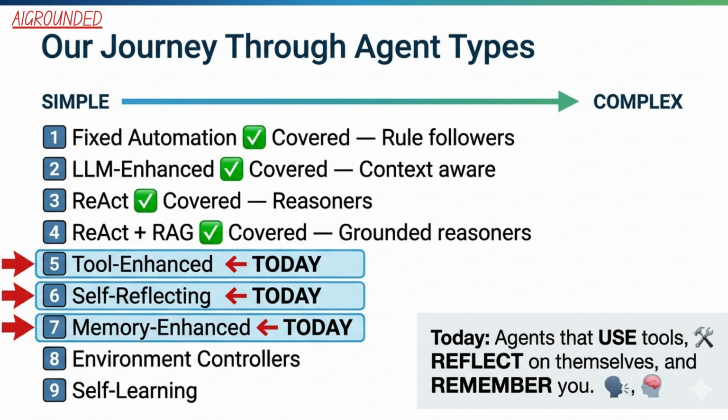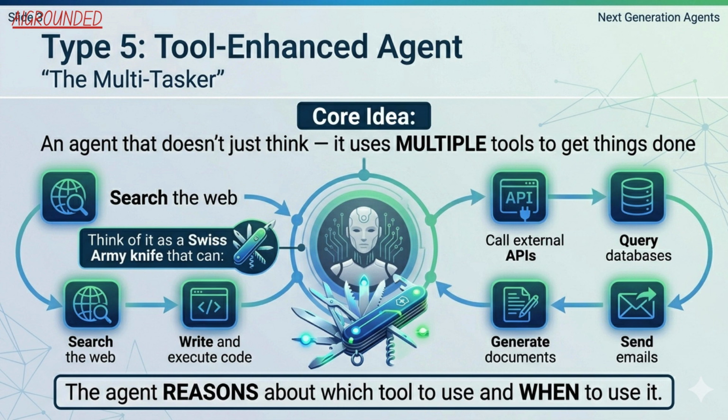Today we are covering three more sophisticated types: tool enhanced agents, self-reflecting agents, and memory enhanced agents. These are where AI agents start to feel genuinely powerful and remarkably human-like. Let's get into it. Meet the tool enhanced agent, also called the multitasker.